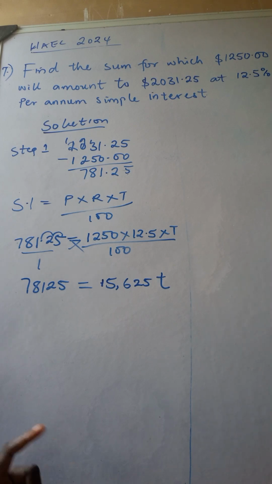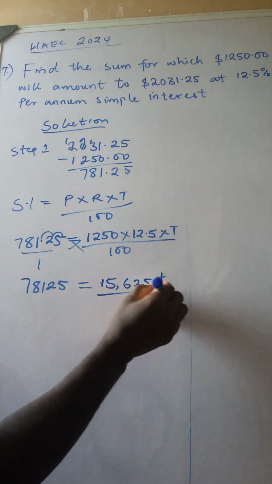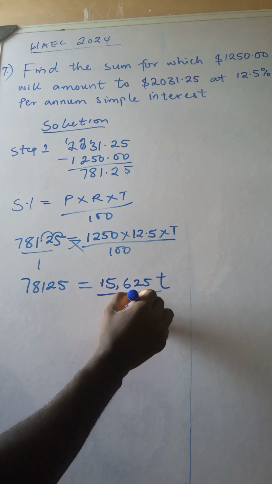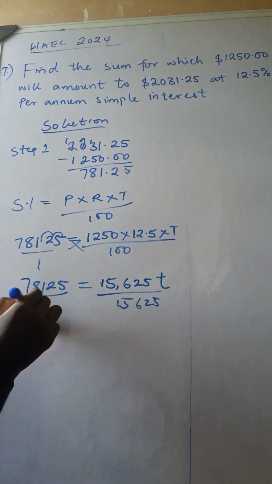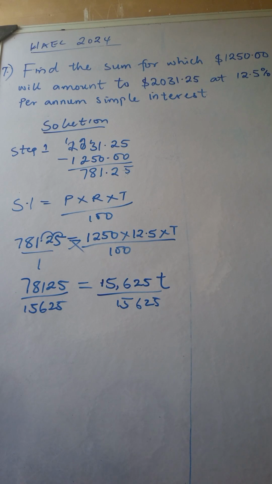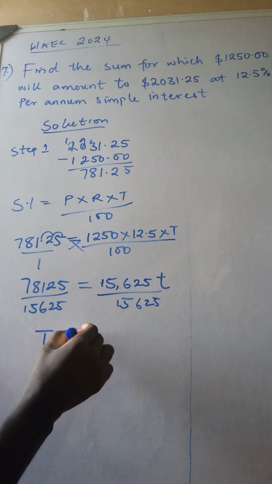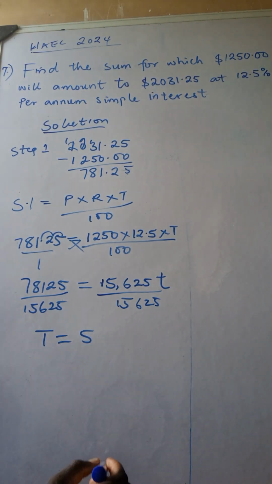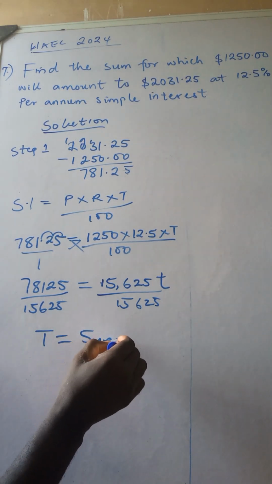So what I'm now going to do is to find t by dividing both sides by 15,625. Divide this by 15,625. So at the end, you're going to have t is equal to 5, which means that it is 5 years.